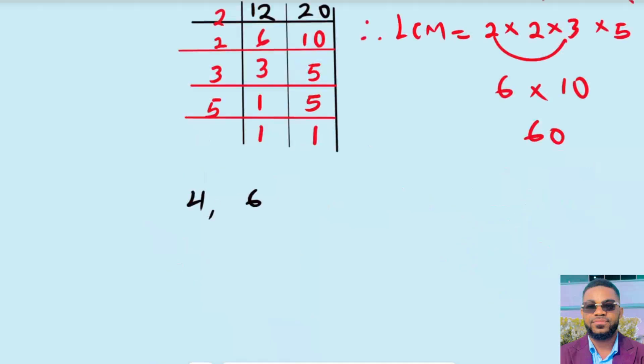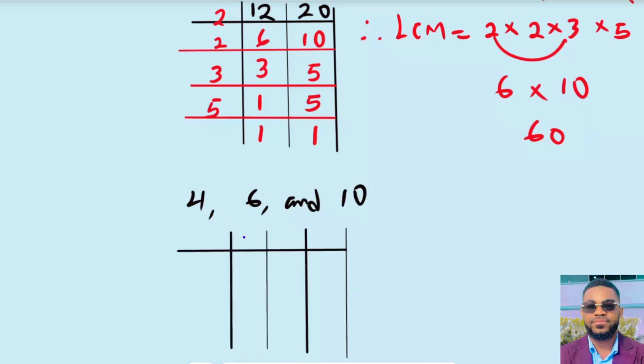4, 6, and that of 10. How do we do that? The same approach. We are going to draw our table here. This time we have 3 numbers: 4, 6, and 10. So which prime number are we going to write here? We can think of 2, that's obvious. 2 goes into 4 2 times, 2 goes into 6 3 times, and 2 goes into 10 5 times.